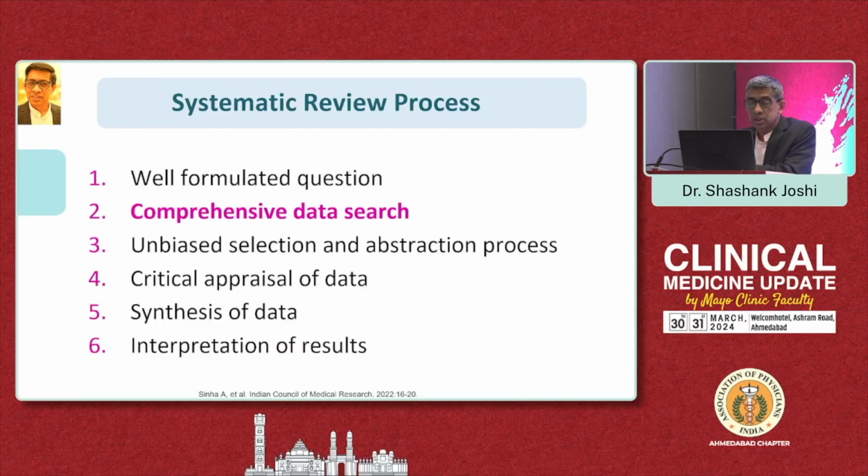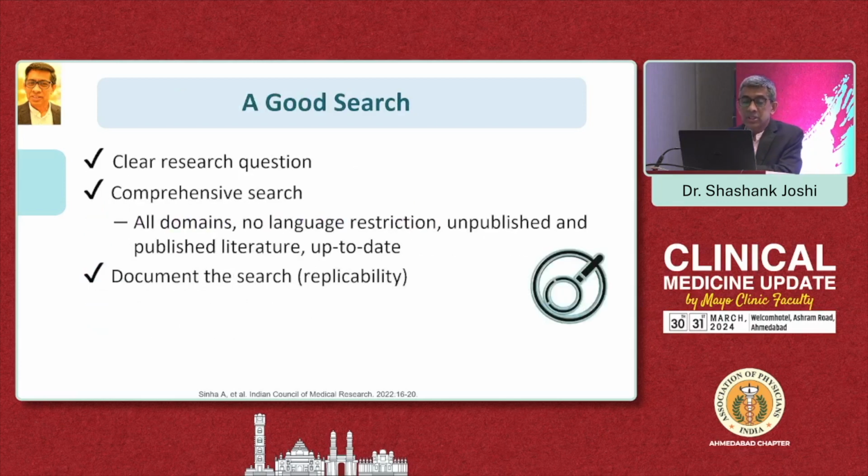So once you have a well-formulated question, you need to do a comprehensive data search. Then, of course, you have an unbiased selection and abstraction process, critical appraisal, synthesis of data, and interpretation of results. So a good search should have a clear research question, should be pervasive across all domains and comprehensive without language restriction, including unpublished and published research, because now there is a lot of unpublished peer-reviewed data also available. Often more than 60% of what is available in the global internet domain doesn't even get into the final abstraction process. And of course, then look at documenting the research with replicability.